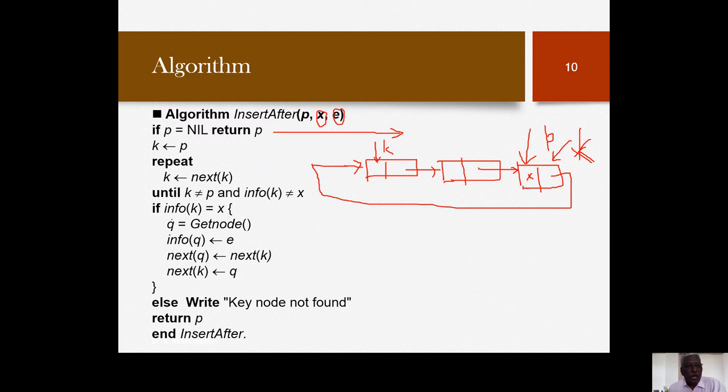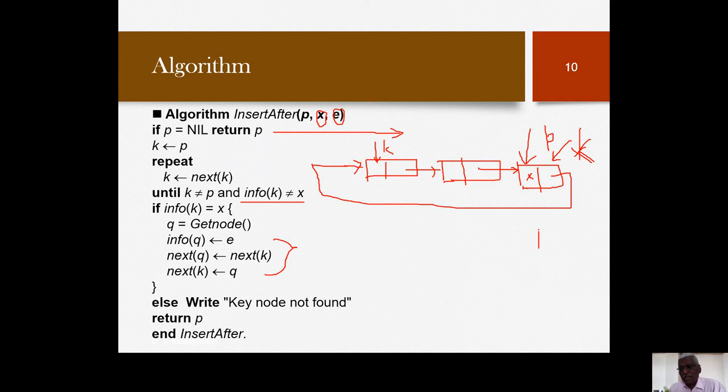Okay, so once you have got the key in the circular list, now we have to check which condition you have come out because of. Assume that we have got the key here, so we can check that using an if statement. If the information field of k is equal to x, that means we got the key node, and now we can insert. These two statements are already explained: next of q equal to next of k, and next of k equal to q. This is true even here.